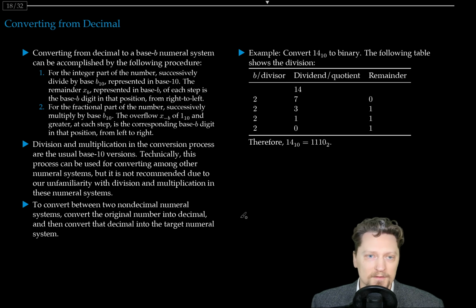Okay, converting from decimal. Converting from decimal to base B numeral system can be accomplished by the following procedure. Step 1. For the integer part of the number, successively divide by base B, represented in base 10. The remainder, xb, represented in base B of each step, is the base B digit in that position from right to left. It sounds a little complicated, but it's actually very simple. Step 2, for the fractional part of the number, successively multiply by base B, the overflow x negative 1, base 10 and greater at each step, is the corresponding base B digit in that position from left to right. So we'll do a simple example here in just a moment that will clarify what that means.